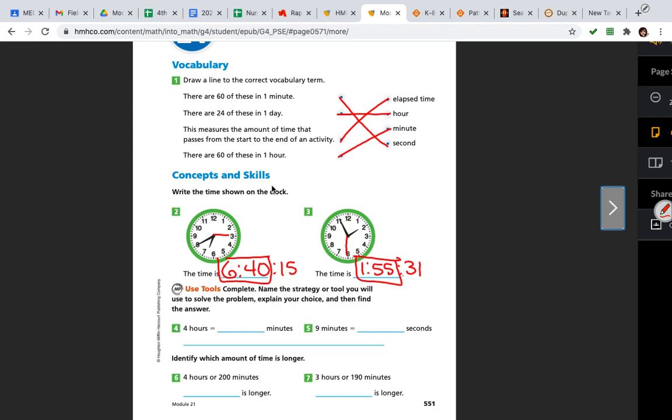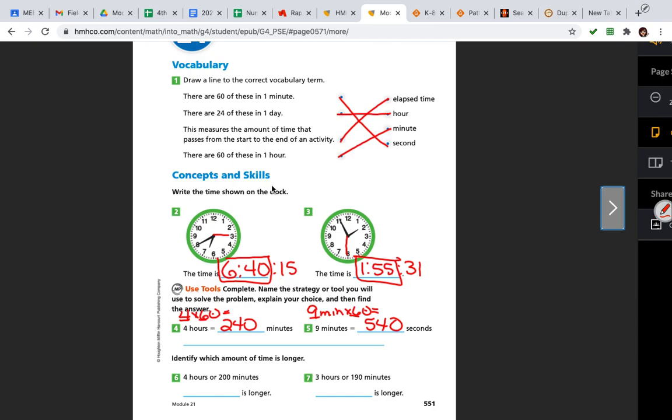Question number 4 and 5, they want you to convert hours to minutes and minutes to seconds. So if you have 4 hours in a day, you would say 4 times 60. We know that 4 times 6 is 24. Add your zeros. There's 240 minutes in a day. Minutes to seconds, I would say 9 minutes times 60. 9 times 6 is 54 plus your zeros. So there's 540 seconds in 9 minutes because there's 60 seconds in 1 minute.